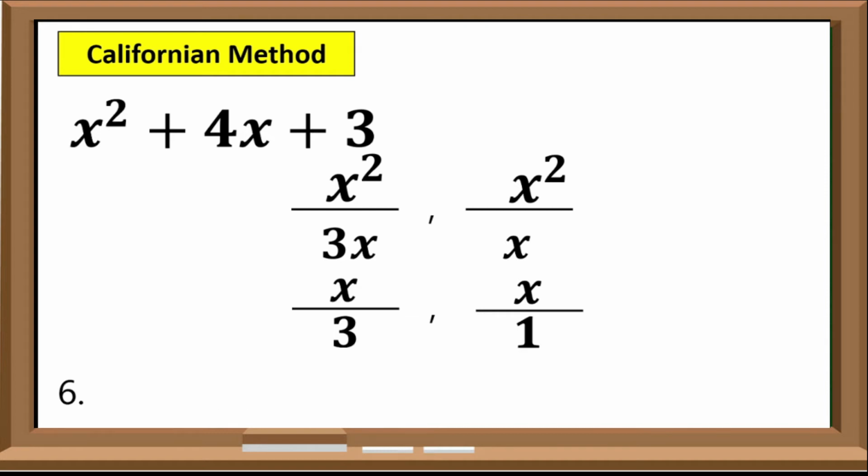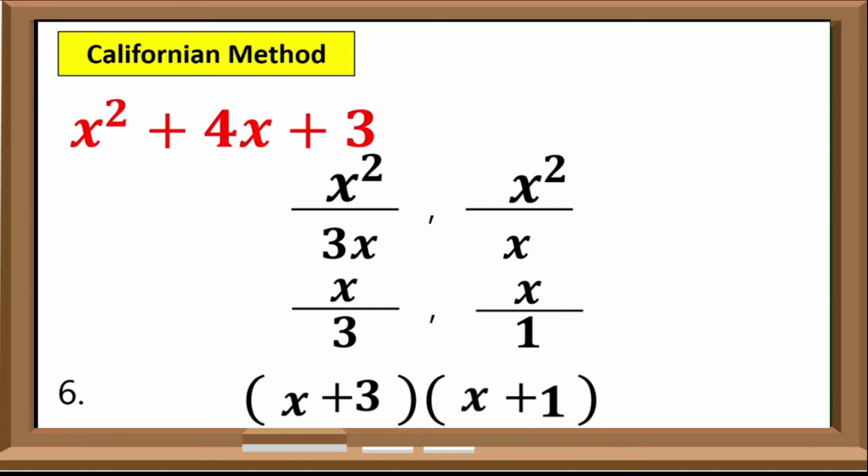Lastly, the factors of the quadratic trinomial have this form. The first factor would be the simplified numerator, which is x, and the simplified denominator, which is positive 3. And the second factor would be the simplified numerator, which is x, and the simplified denominator, which is positive 1. So the factors of x squared plus 4x plus 3 would be the quantity x plus 3 times the quantity x plus 1.